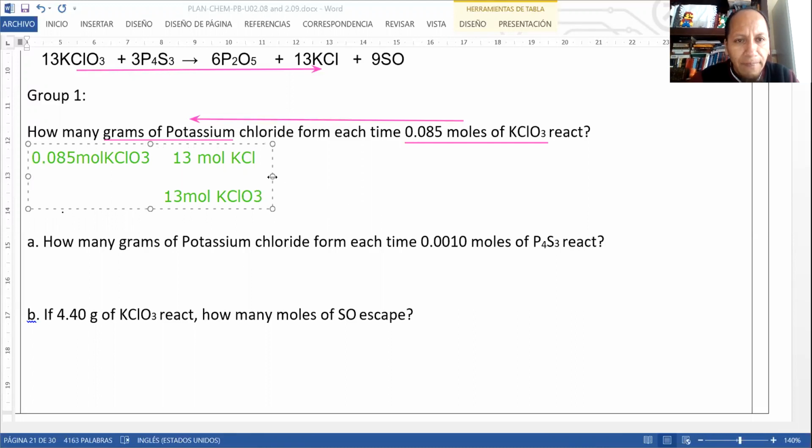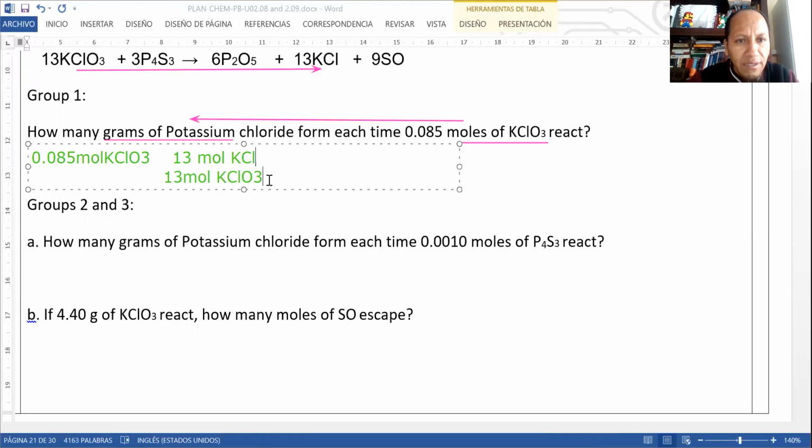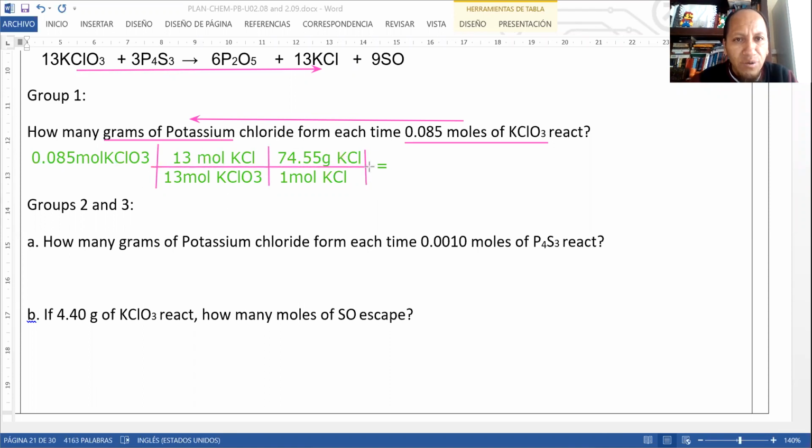What else do you have? Then you also have to transform from 1 mole of KCl to grams. If you add the mass of potassium and the mass of chlorine according to the periodic table, you're going to write 74.55 grams of KCl. And then at the end you write equals. I just did the conversion factors in this moment, if you were paying attention: conversion factor, and conversion factor.